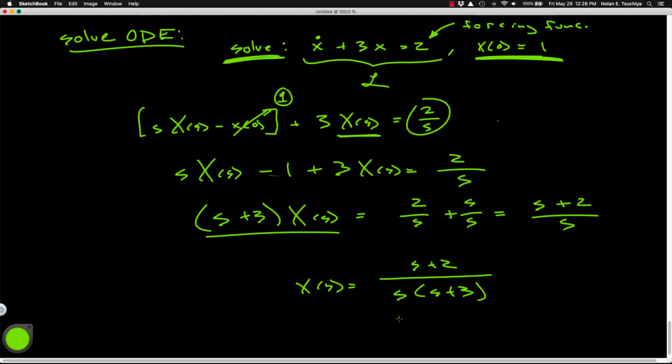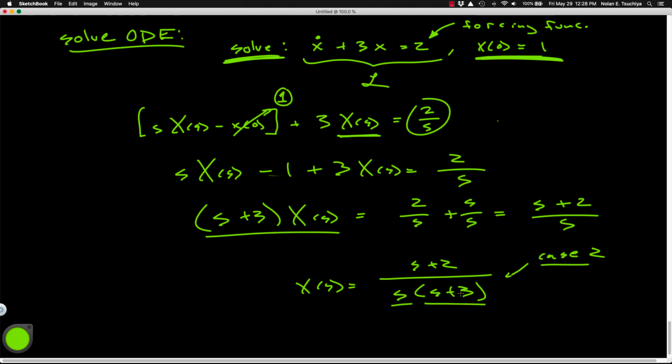Well, how do we take the inverse Laplace of funky s-domain functions? We just went through that. So we can identify this as a case 2 scenario because we have distinct real roots. We have s equals 0 and s equals negative 3.